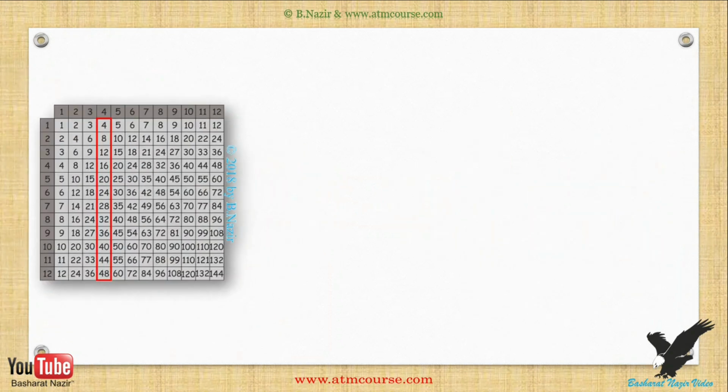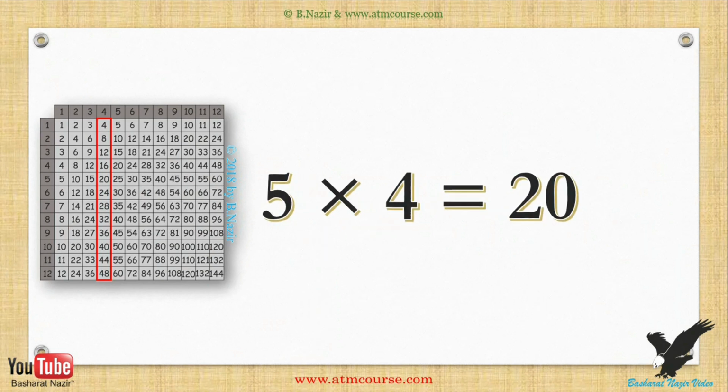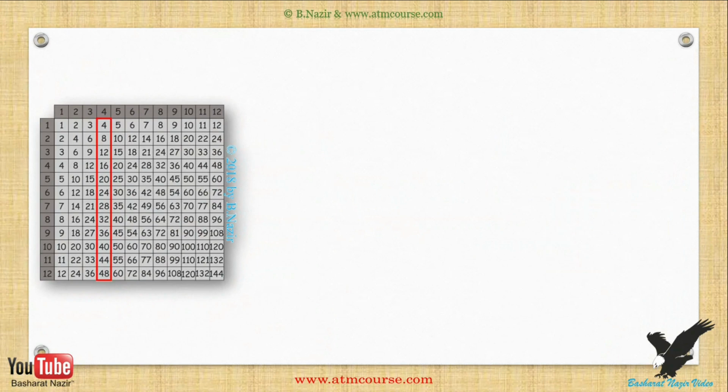You can work the remaining yourself. 5 by 4 is equal to 20. We say 5 times 4 is 20. 6 by 4 is equal to 24. We say 6 times 4 is 24.